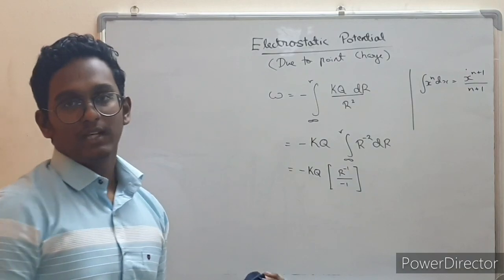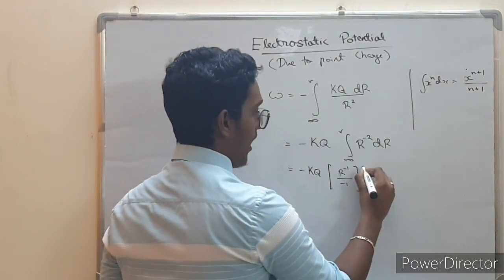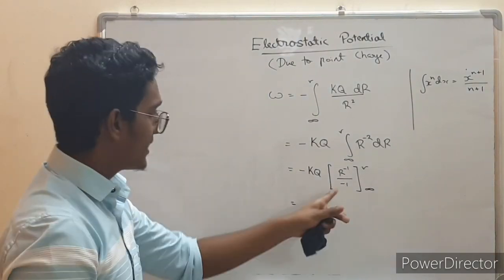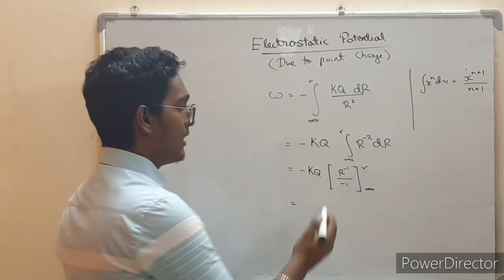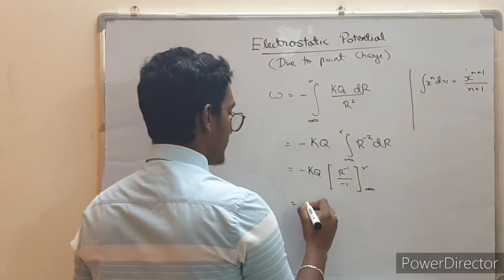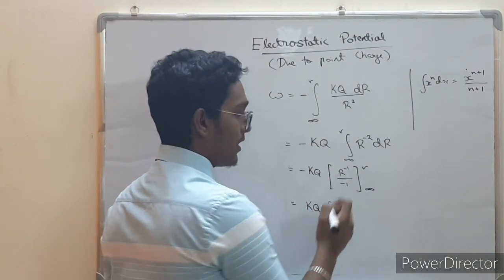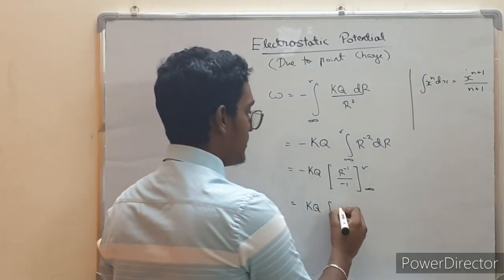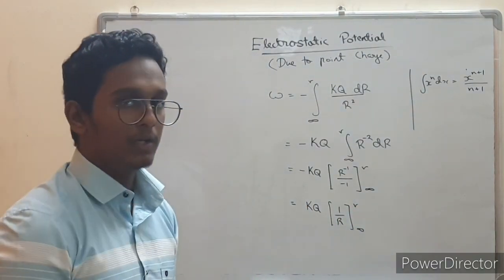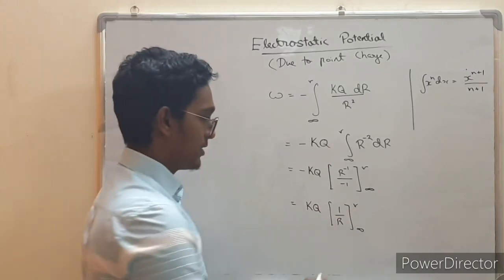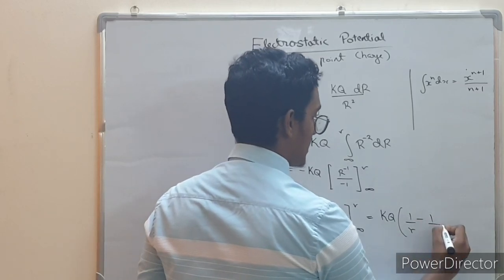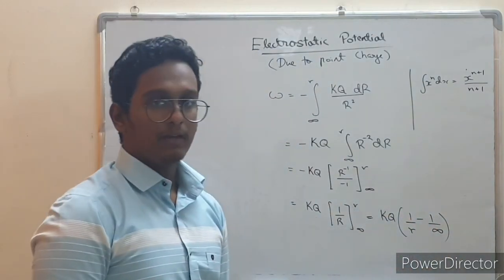And do not forget the limits are there, that is from infinity to r. So this negative sign is a constant, so you can just take it out instead of dealing with it inside. When you take the minus 1 outside, this negative and this negative cancel off. So you're left with kq r raised to minus 1. I'm going to write it as 1 by r from infinity to r. Now we know how to apply the limits, right? Upper limit minus the lower limit. So it becomes kq times 1 by small r minus 1 by infinity. 1 by infinity is 0.